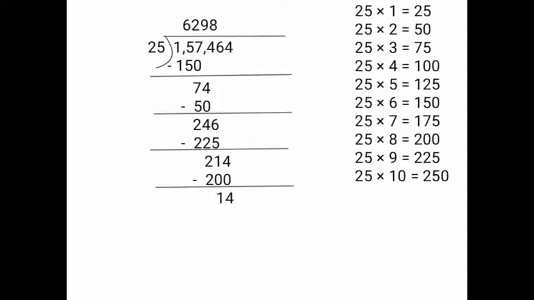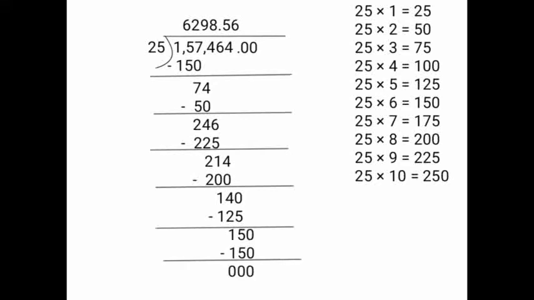14. Now you have to take a decimal point and continue the division. If you are taking a decimal point on the dividend, you have to take the decimal point on the quotient also, and then you have to bring 0 down. 25 5s are 125. 140 minus 125, 15. Now the last 0 you have to take and bring it down. 25 6s are 150. 150 minus 150, 0.